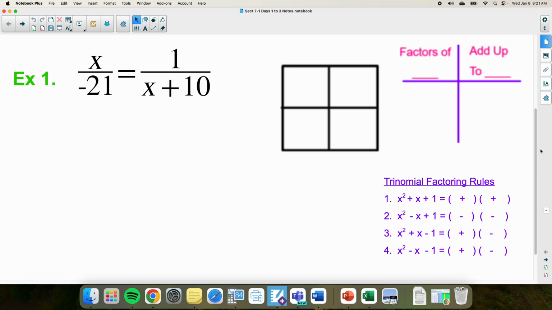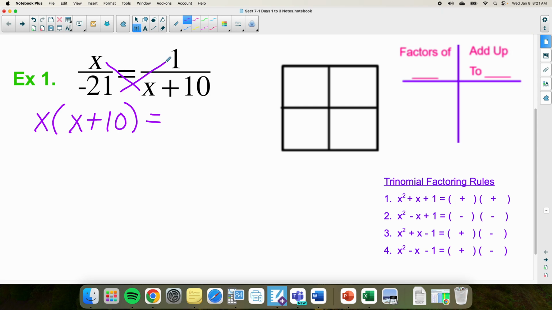Okay? So you're gonna get a proportion, and if I were you, I would take notes and do these along with me today. I wouldn't just watch. So here's what we're gonna do. We're gonna do cross products. So we're gonna go x times x plus 10 equals negative 21 times 1, which is negative 21.